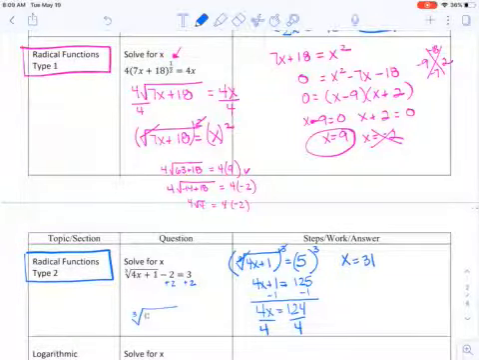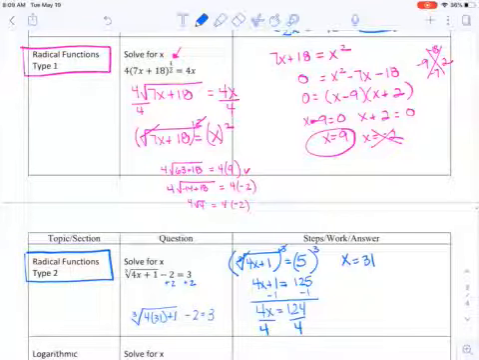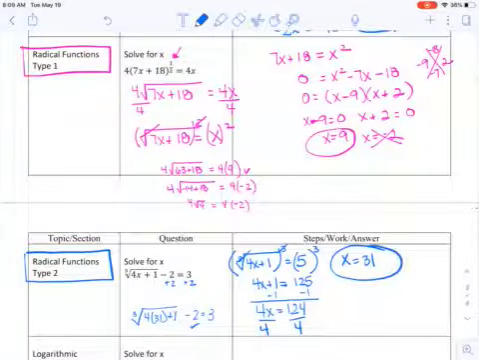Is the cube root of 4 times 31 plus 1 minus 2 equal to 3? So 4 times 31 is 124 plus 1 is 125. Take the cube root. It is 5, minus 2 is 3. Check. Yay, it works. And there's our answer.